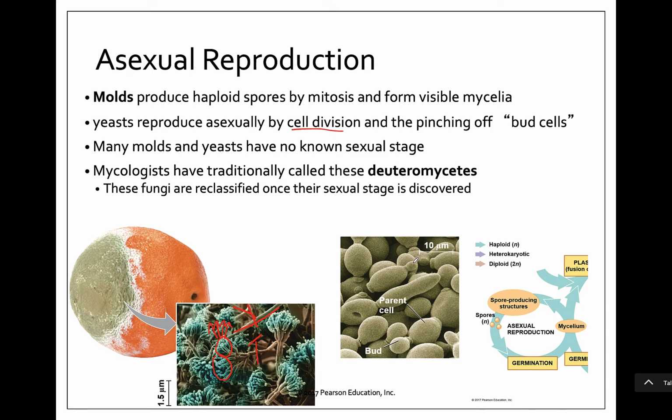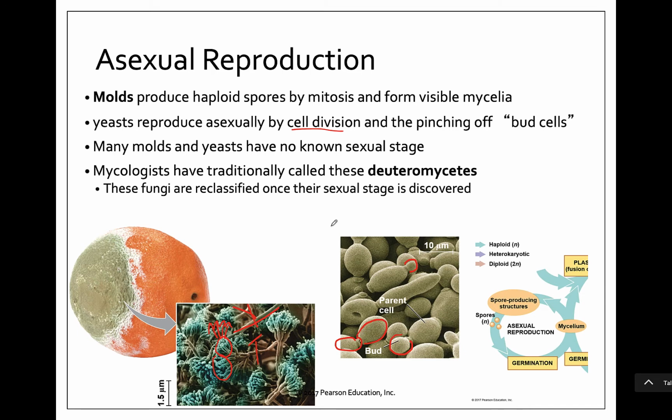And so usually what happens is the parent cell will actually pinch off a budding cell. So you can see a little bud starting right there. Here's a larger bud. And then you can see these two cells are pinching off from each other to make two new cells.